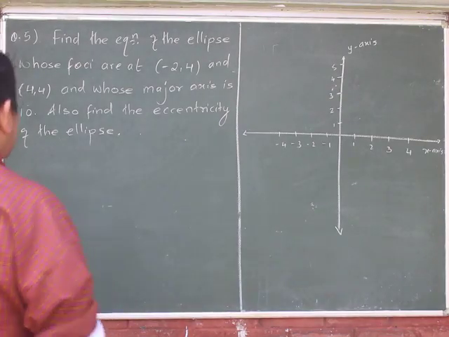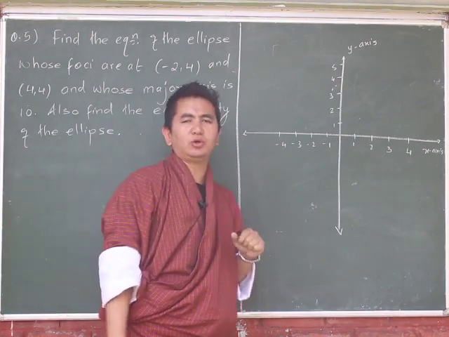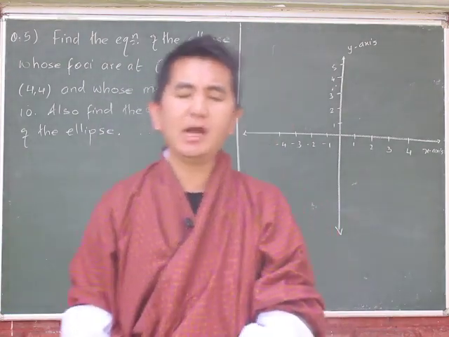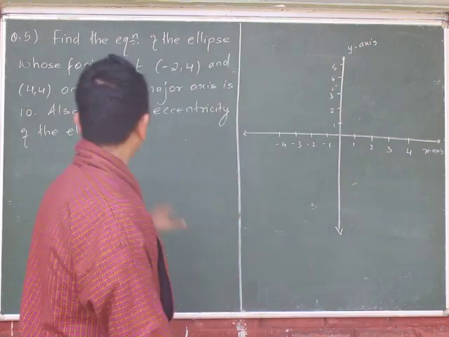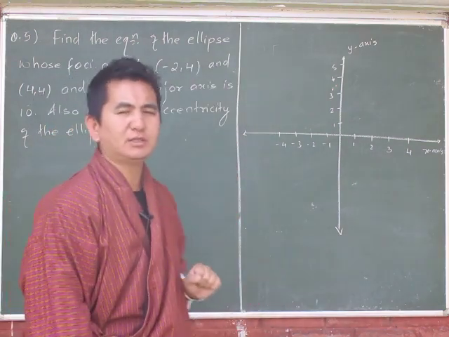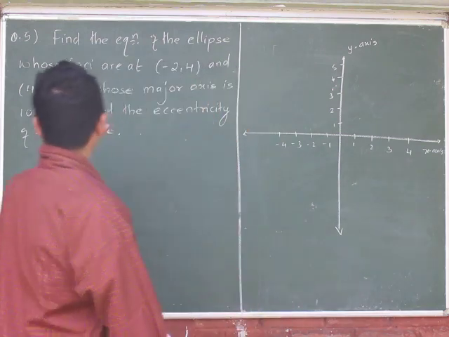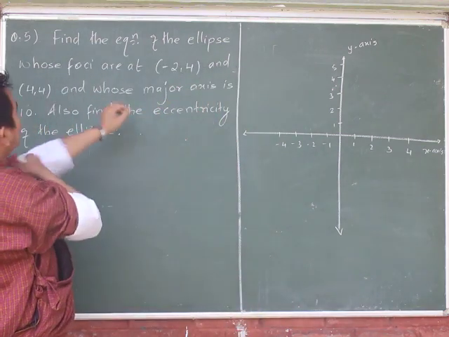Okay, good morning students. So now we'll go with question number 5. Here we need to find the equation of the ellipse. This is a little bit interesting part, a little bit completely different. See, here you need to find the equation of the ellipse.